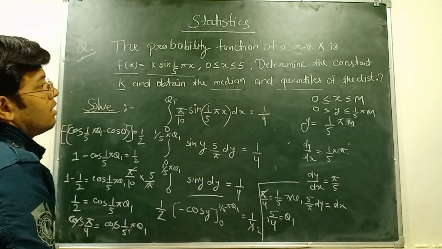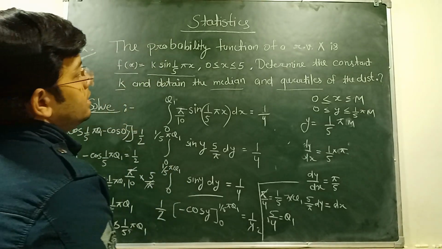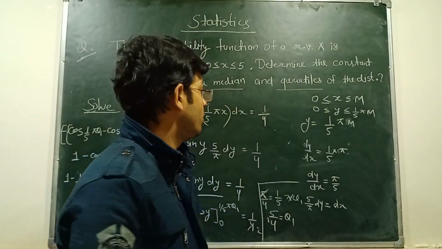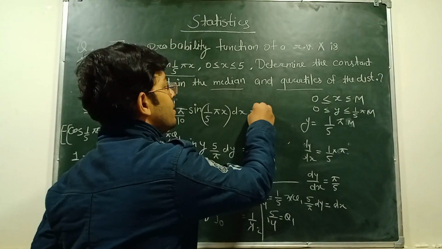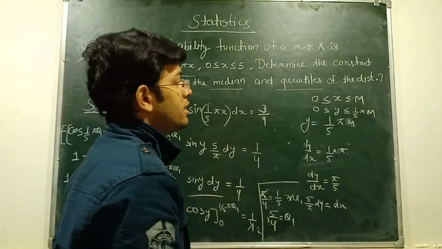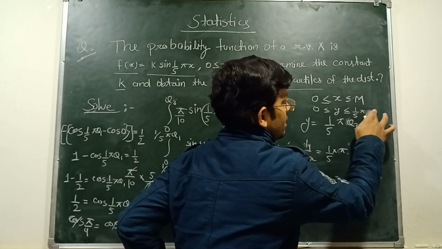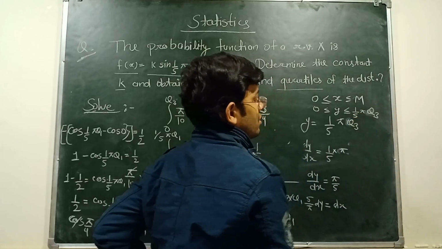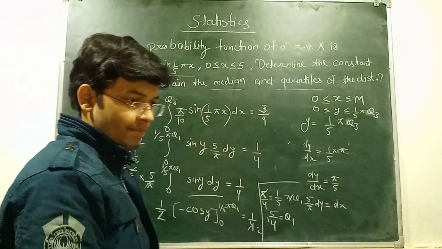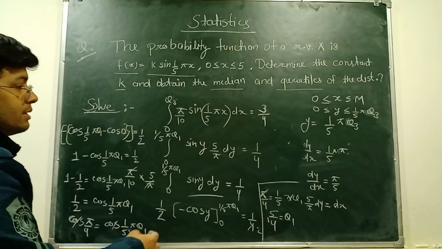Now we will have to find the value of the third quartile. In the case of the third quartile, we have to write 3 by 4, and we write q3 in the limits. The same procedure will be followed in the case of the third quartile.